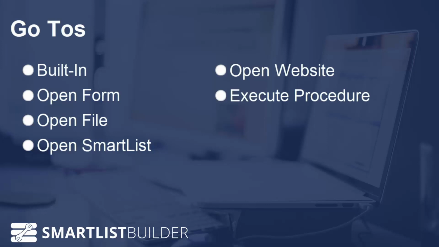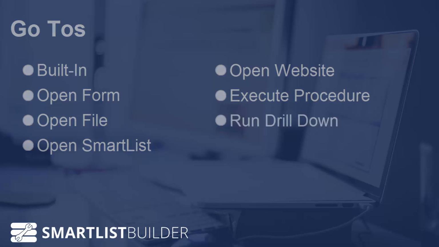The Execute Procedure go-to option is there for developers to create their own pre-built go-tos. This is generally used by third-party product developers to create go-tos that will be available for you when you install their application or import their SmartList Builder setups. The Run Drill Down go-to option allows you to pull in the setups that you have built in Drill Down Builder into SmartList Builder so that you don't have to rebuild them in SmartList Builder again.